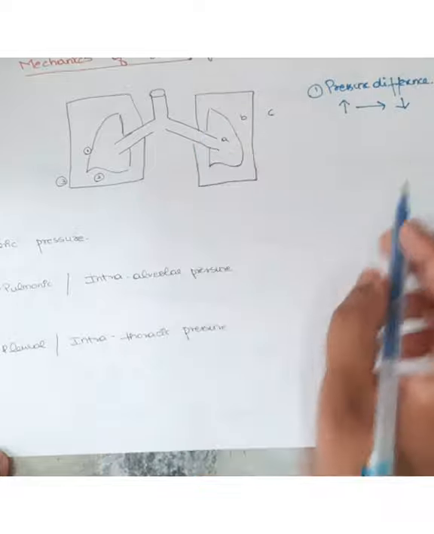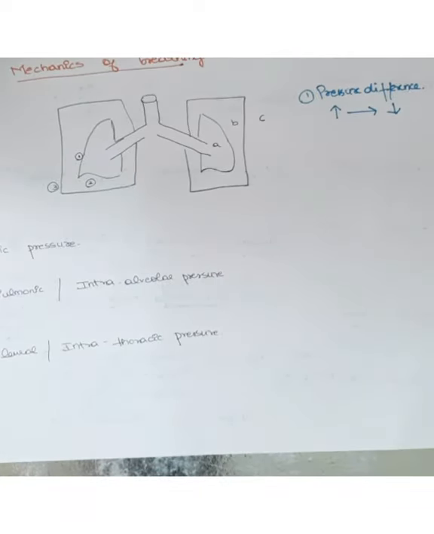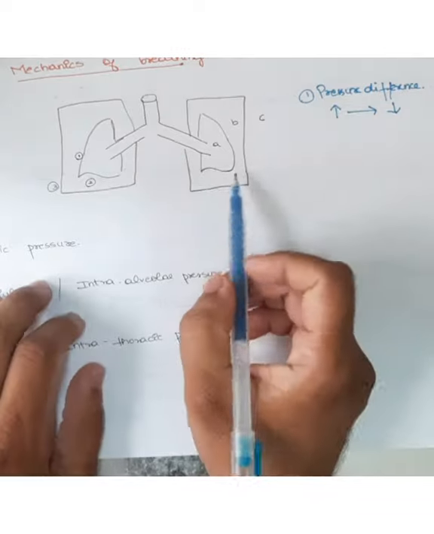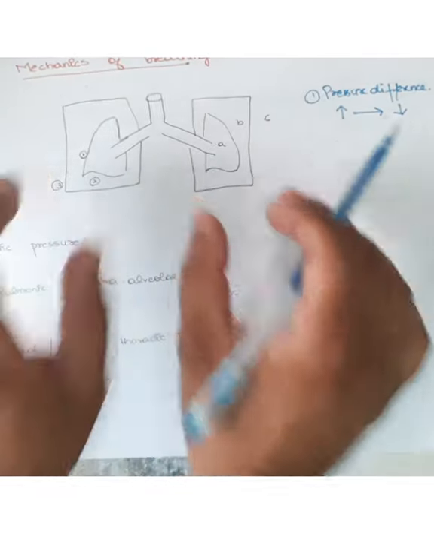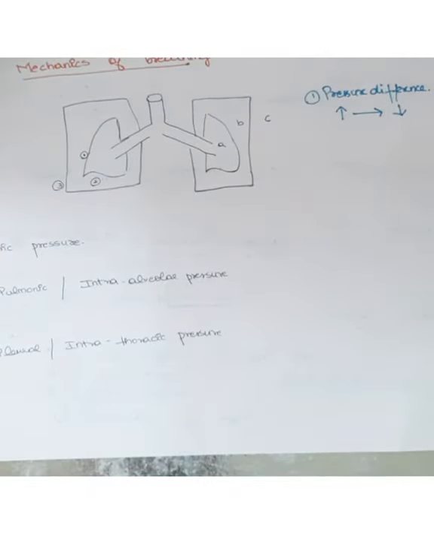So this pressure difference has to be made in our thoracic cavity. Whenever we inspire or inhale, there should be some pressure difference so that the flow of air is seen. The pressure difference is created by either increasing or decreasing the thoracic volume. Your thoracic volume has to be increased. If the thoracic volume has to be increased, there should be some pressure difference.